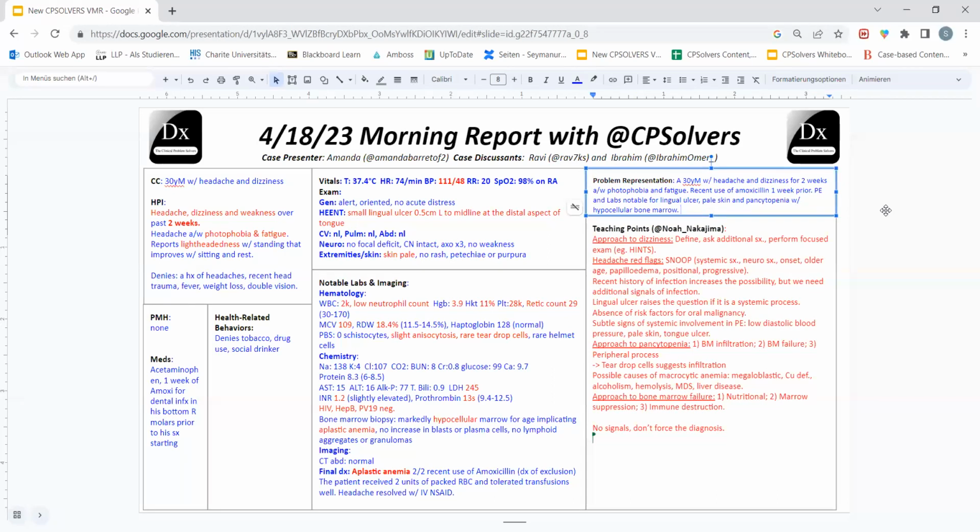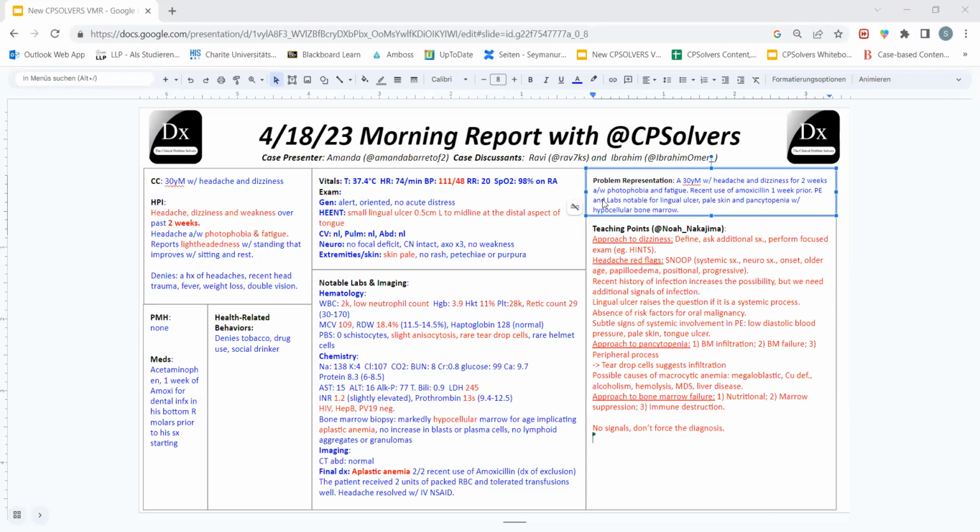The teardrop cells were the only clue of a possible diagnosis, maybe infiltration. That's why we focused on maybe bone marrow fibrosis. More labs didn't give us any additional signals. Then we went back and looked over the causes of macrocytic anemia. They can be megaloblastic, B12 or B9 deficiency, copper deficiency, alcohol, liver disease, hemolysis, MDS, and so on. But again, no strong signals for any specific disease.